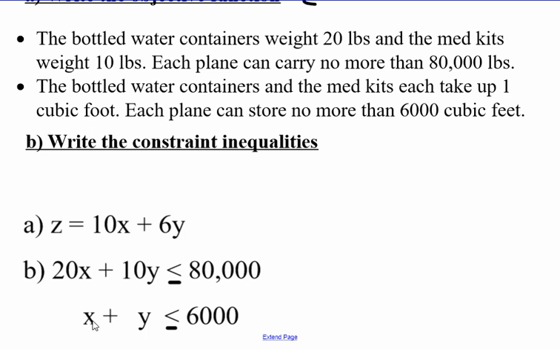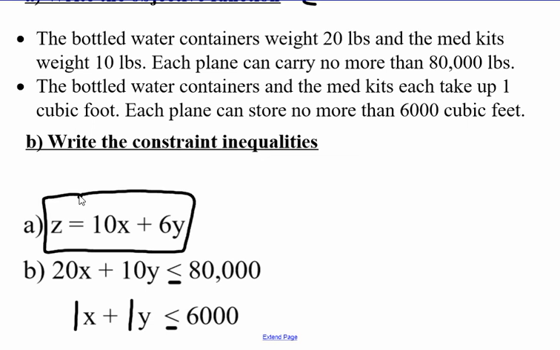And the water containers plus the med kits each take up 1 cubic foot, so 1 for each. Has to be no more than 6,000. So these are your constraints. Then you would graph these constraints, find the corners, and then check each corner's coordinates in the objective function and find which one will make this as large as possible so you can serve the most amount of people.